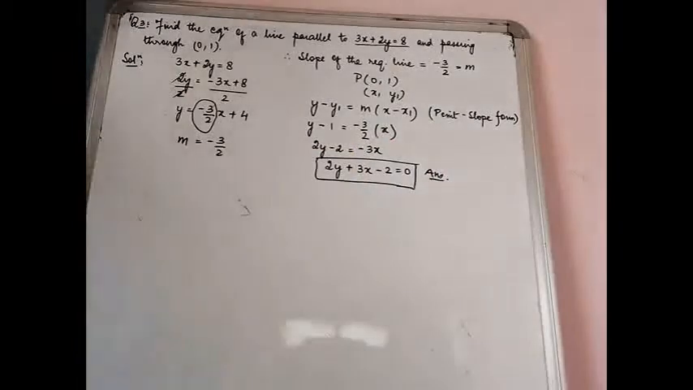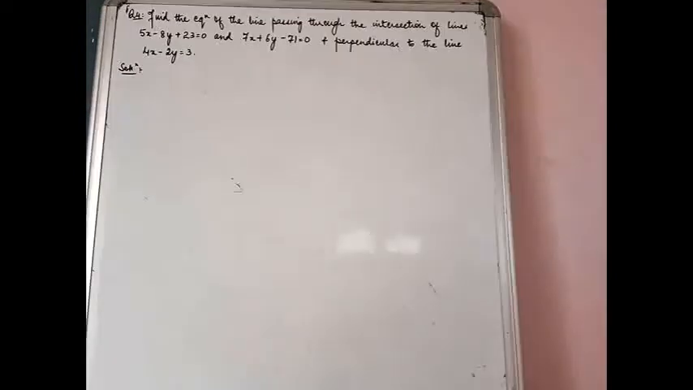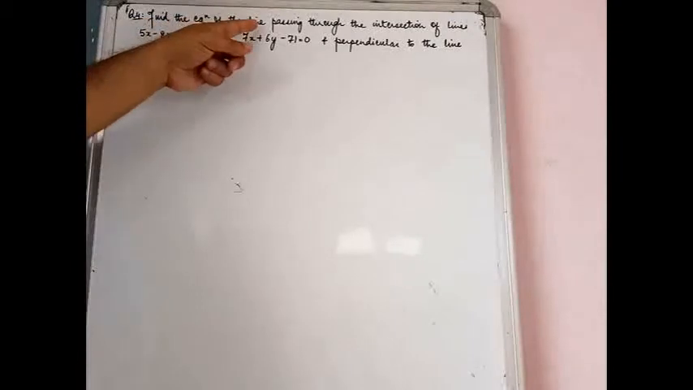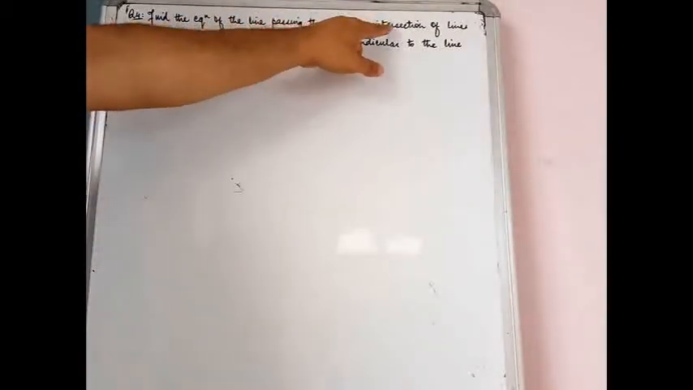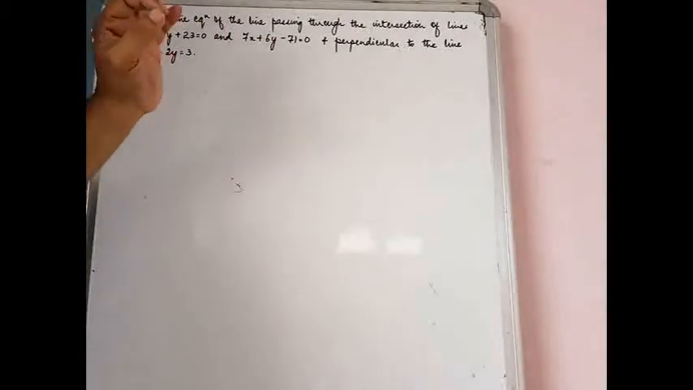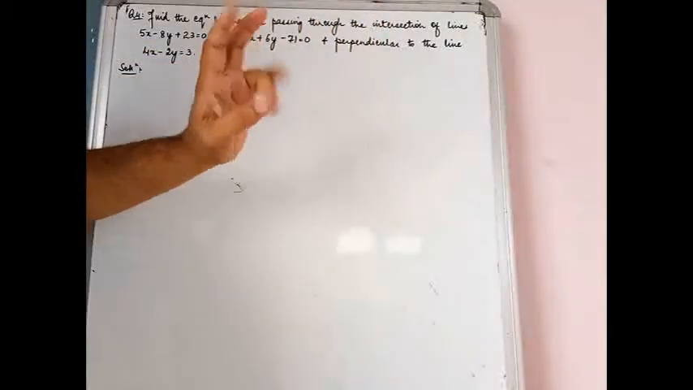Okay, so like this there are different forms of questions that we will have to do. Let us move on to the next question. Okay, so let's continue with the next question. We have find the equation of a line passing through the intersection of the lines this and this. Okay, so our line is passing through the intersection of 2 lines.